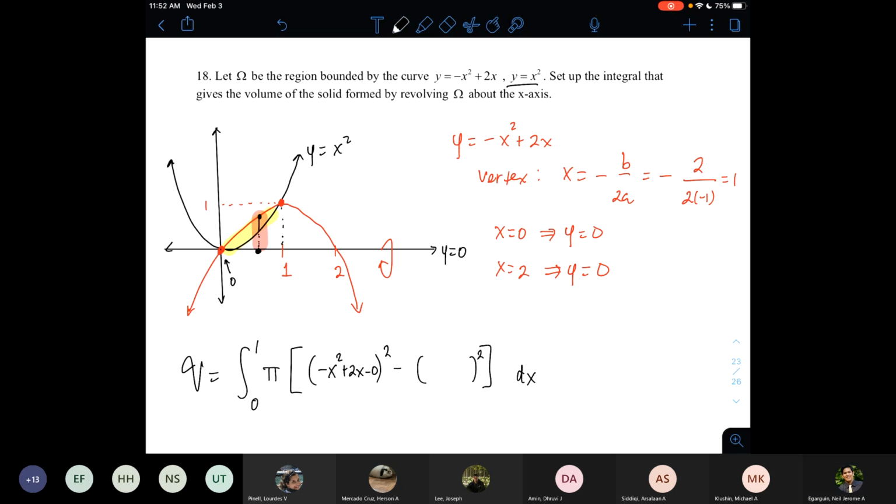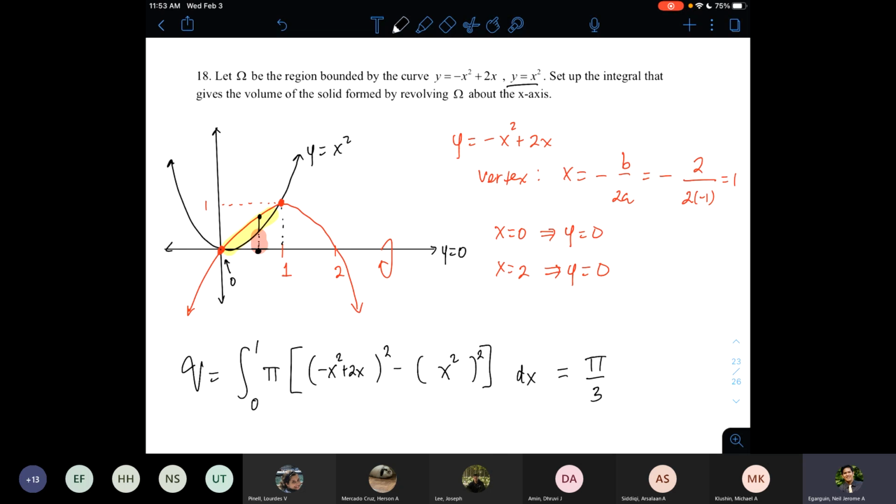How about the inner radius? Let me just write it there. The inner radius would be this length. Again, top minus bottom, right? So the top function is x squared. Bottom function is 0, so it will just be x squared. And I guess if you solve this, my note says it's pi over 3.